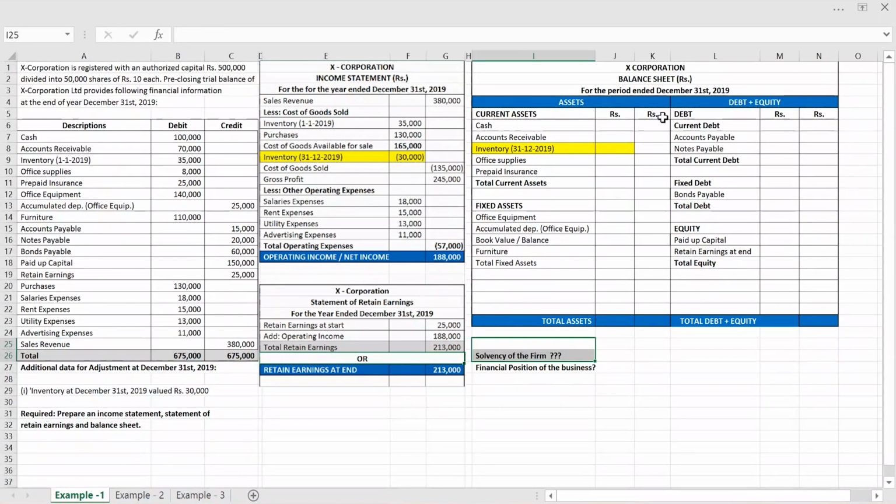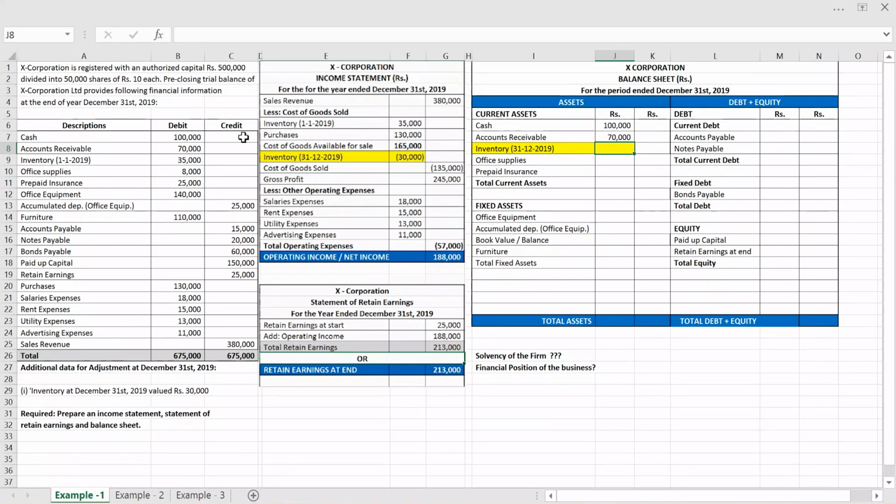So we start to calculate from current assets. We can find the amount of cash given in the pre-closing trial balance. Yes, in the pre-closing trial balance, the amount of cash is given, 100,000. I am just copying it here. The second current asset is accounts receivable, and again I am just copying from the trial balance. You can see the amount of receivable is given, rupees 70,000.